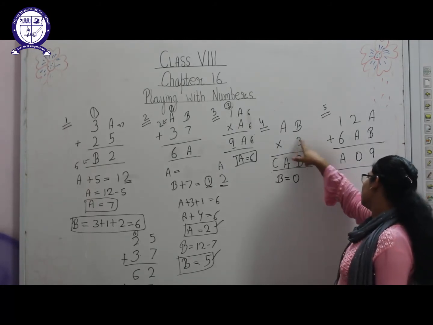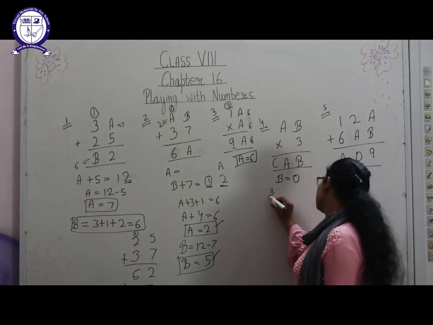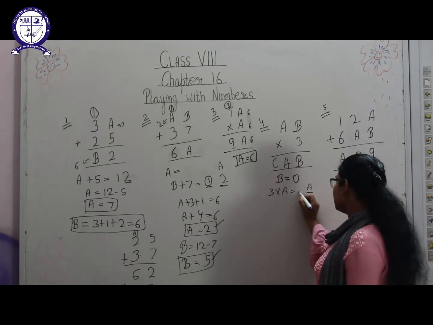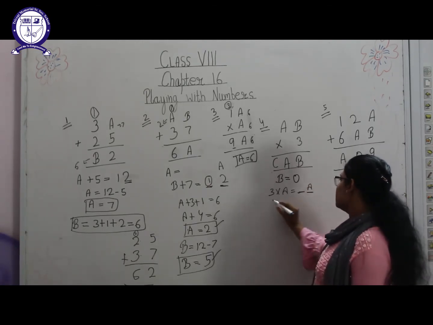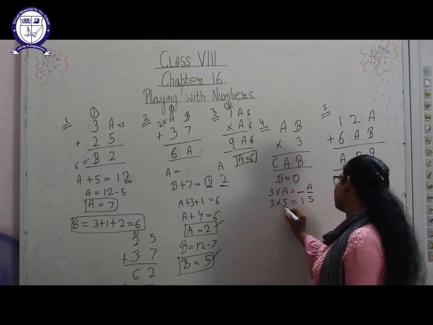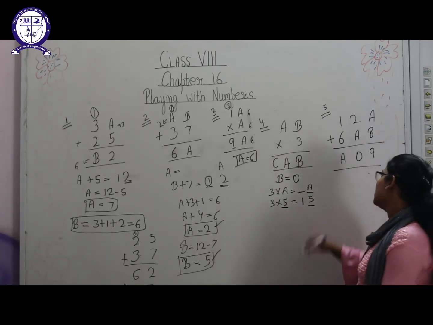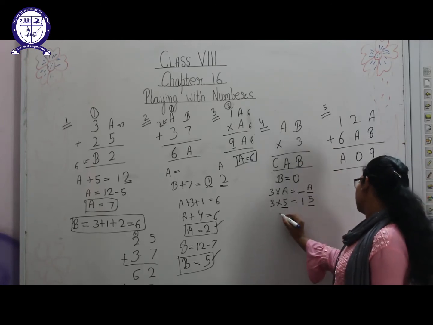Now we have to take 3 into A, and it should come out to be A. The tens place digit is here, but the unit place digit should be the same. Now 3 into 5 can be 15. Here we get 15 and here we get 5 and here we get 5. It means 3 into 5 is 15.